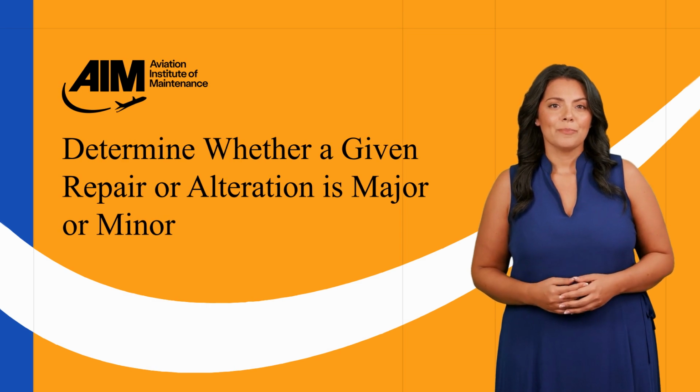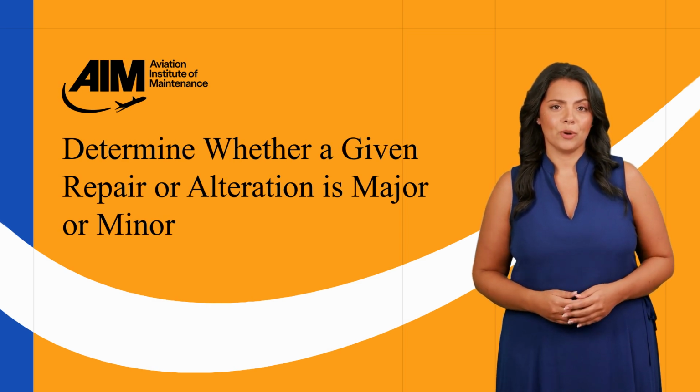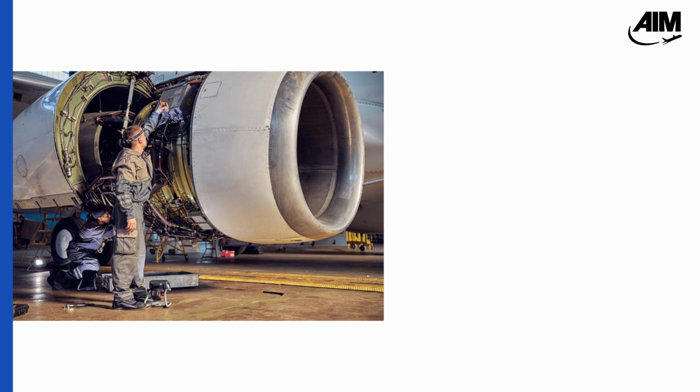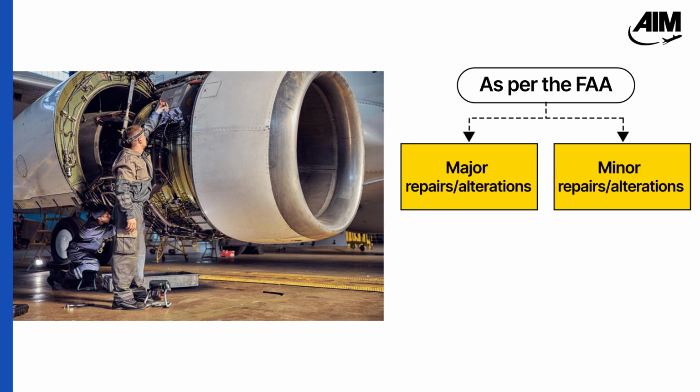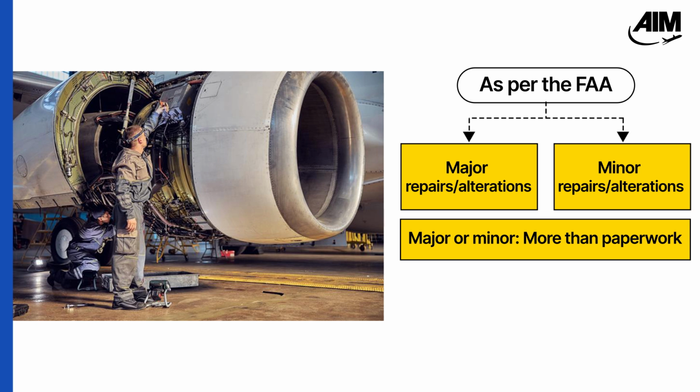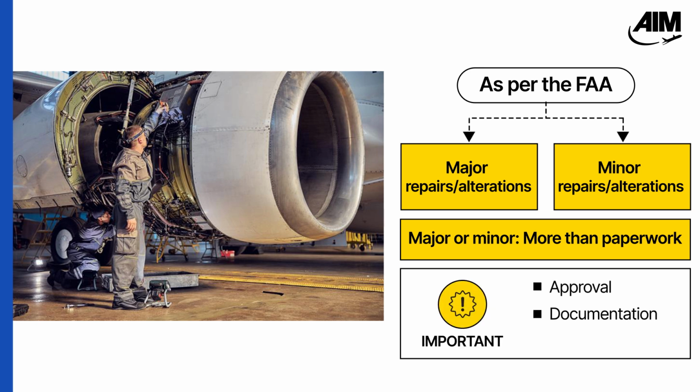Determine whether a given repair or alteration is major or minor. One wrong classification on paper can put an aircraft and lives at risk. That's why the FAA draws a clear line between major and minor repairs. This distinction isn't just paperwork. It affects how the work is approved, documented, and inspected, and whether the aircraft stays safe and legal.